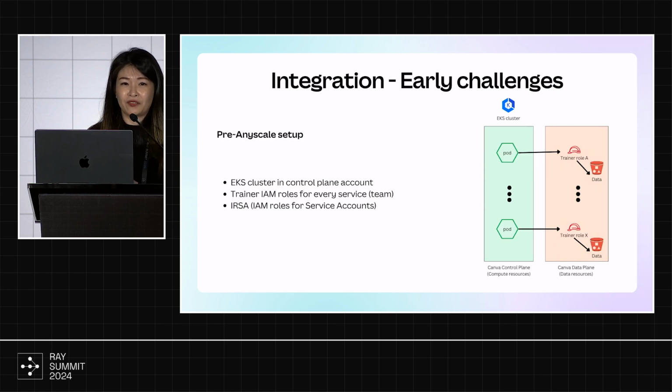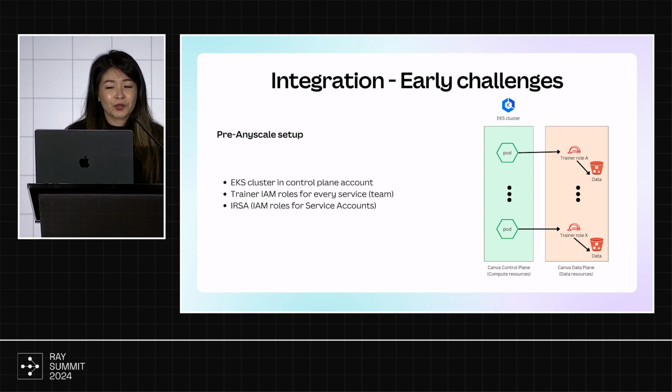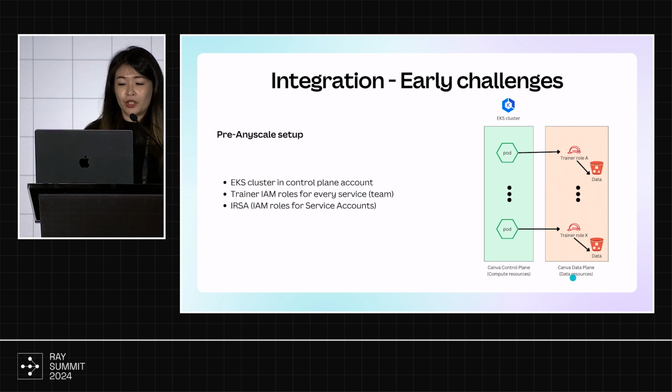So began the process of integration. One of the early challenges we ran into was accessing data. Our AWS accounts were split into a control plane and a data plane. The data plane is where resources such as secrets, buckets, queues are located. Teams would create roles in this account that would grant access to their team resources. And the control plane was where the compute happens. So stuff like our EKS cluster, where any EC2 instances would be located in this account.